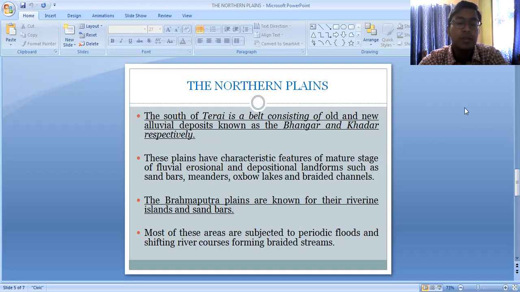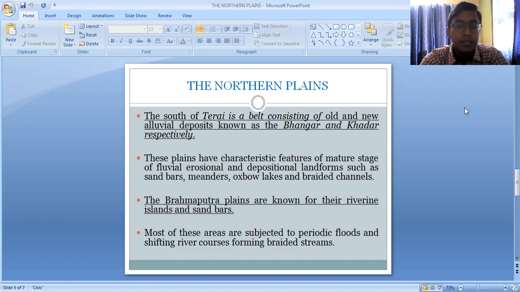So this is about the subdivisions of the northern plains. The northern plains can be broadly subdivided into three major belts, from the north to the south, that is the Bhabar, the Terai, and the northern plains. The northern plains is again further subdivided into Bhangar and Khadar.